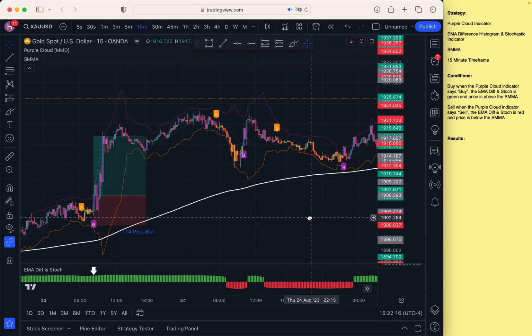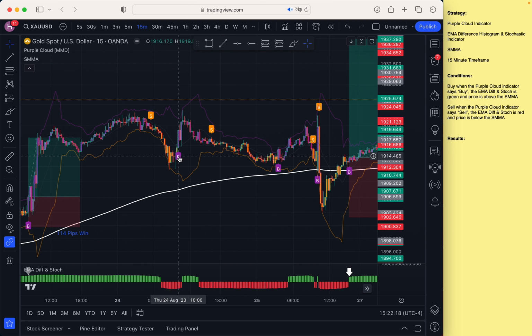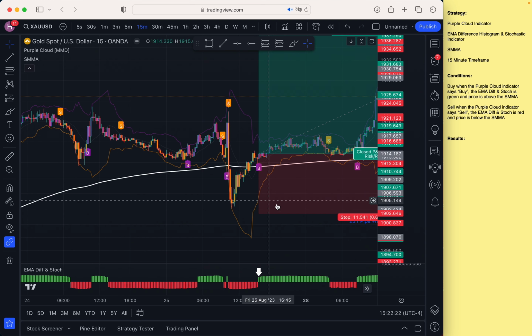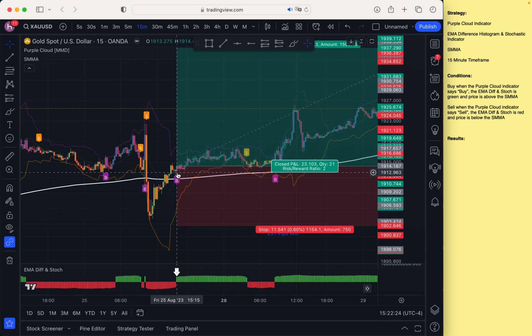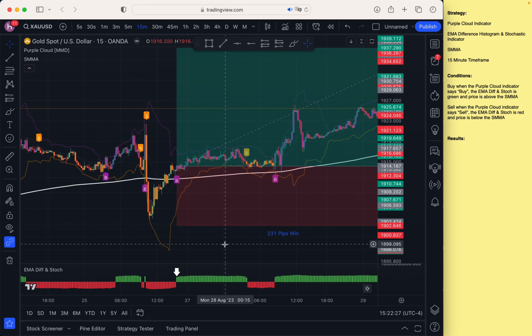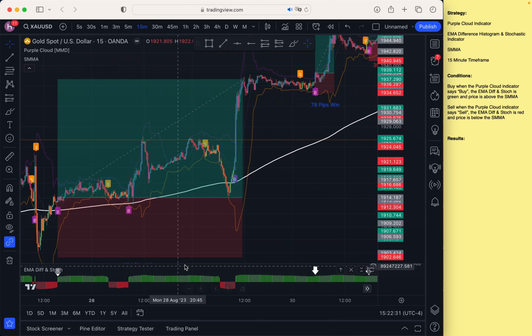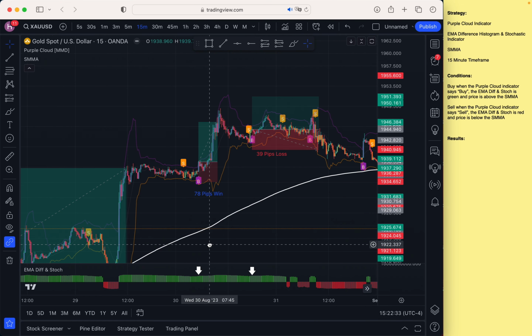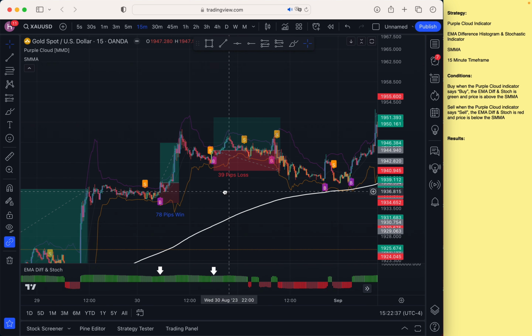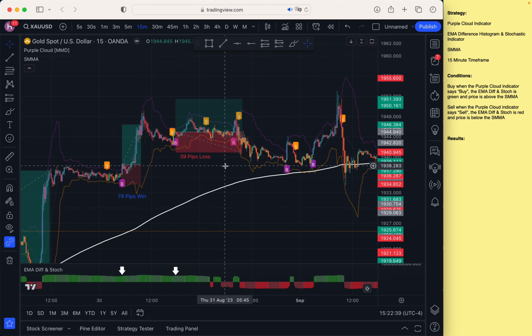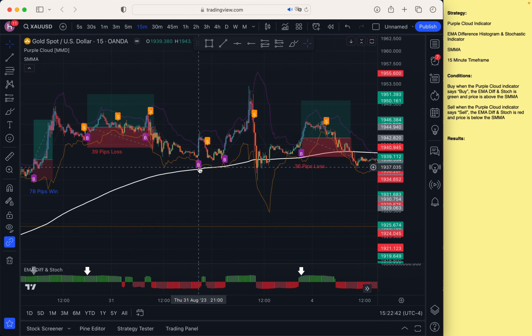So if we're only looking for buys above the smooth moving average, this one we wouldn't have taken. This one we wouldn't have taken. This one's below. Here we are. Above the smooth moving average, green, resulted in 231 pips. Nice. Here, 78 pips. This one did result in 39 pips as a loss. This one we wouldn't have taken because the histogram's red.